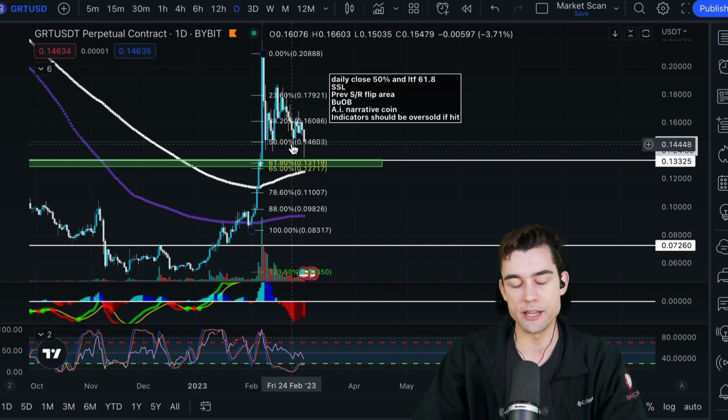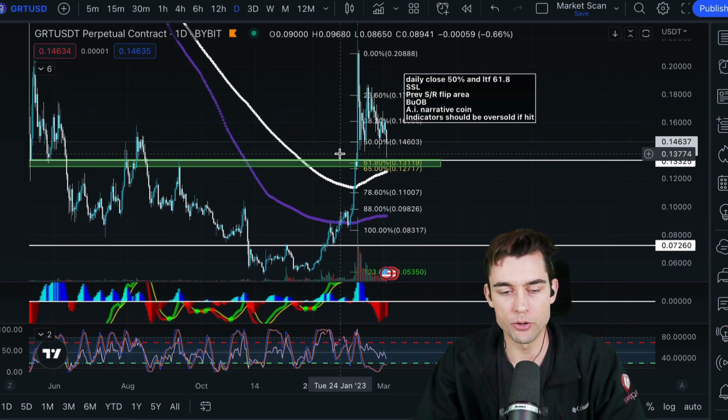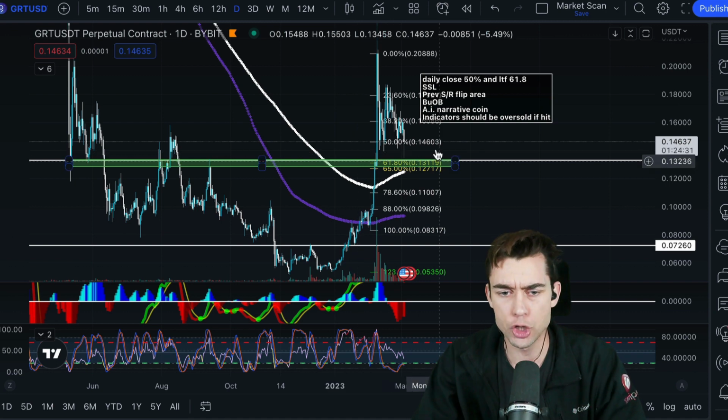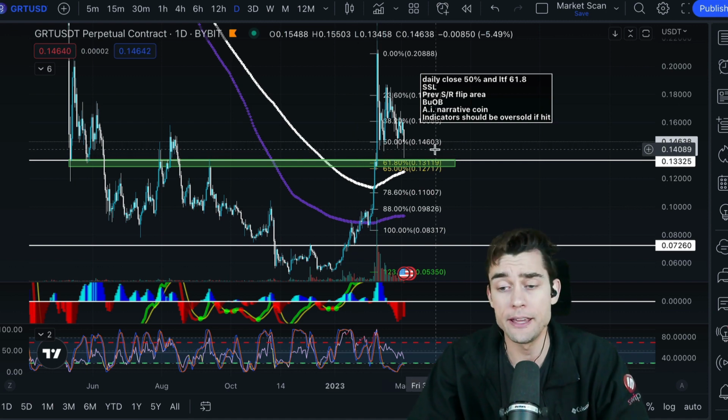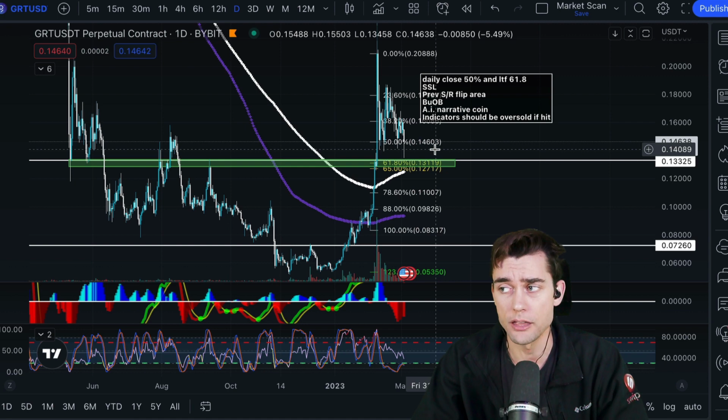But I just wanted to share this first before we get into Bitcoin and stuff, because I feel like this is a really good example of how I find entries and put trades on.